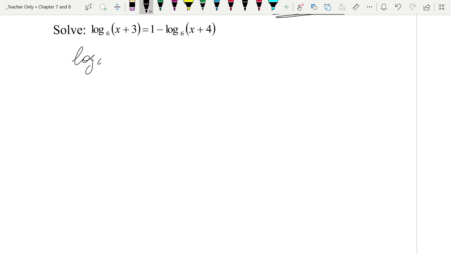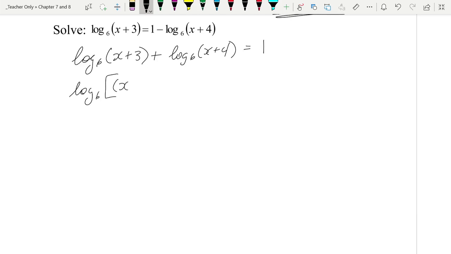So this is going to be the log to the base 6 of x plus 3 plus the log to the base 6 of x plus 4. Right? So I collect those two, and then I'll leave the 1 on this side for now. And now I'll collect those into one logarithm, one argument, and a plus becomes a multiply. And now I'm going to switch to the exponential mode. 6 to the power of 1, because this is my exponent, this is my base, equals that argument.